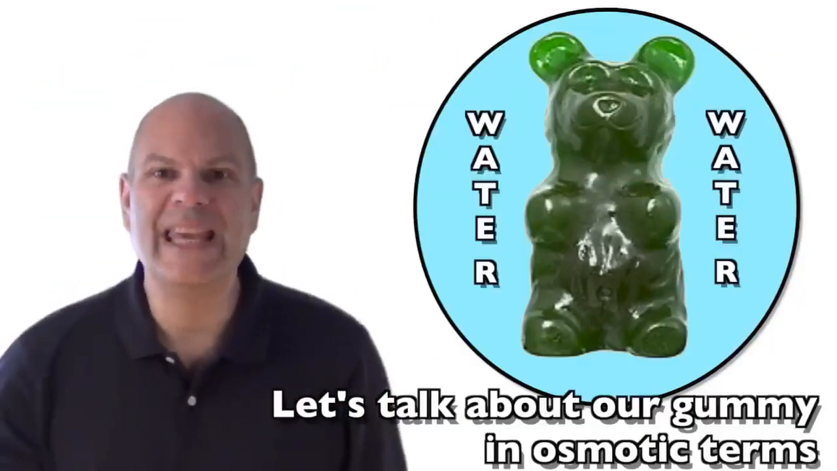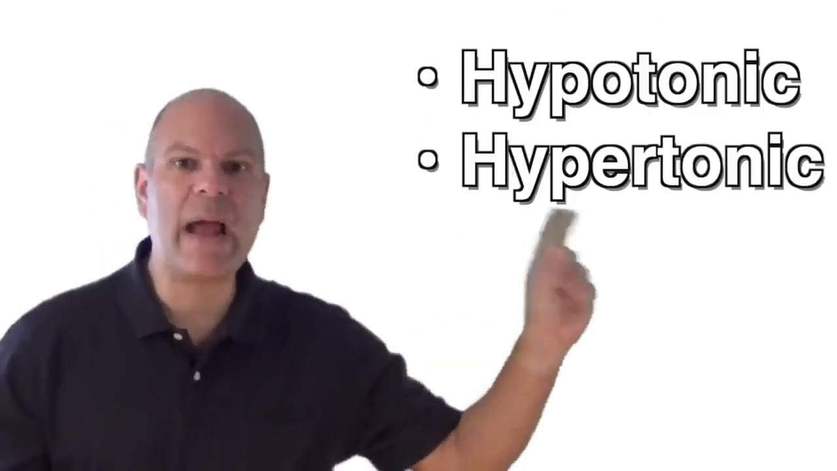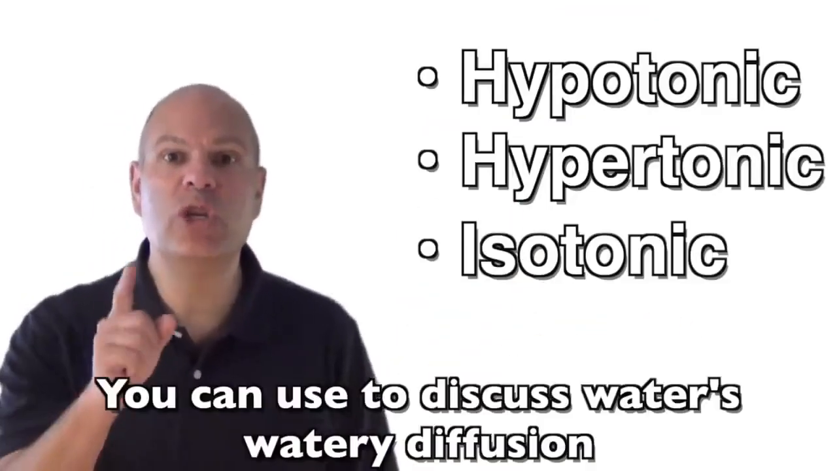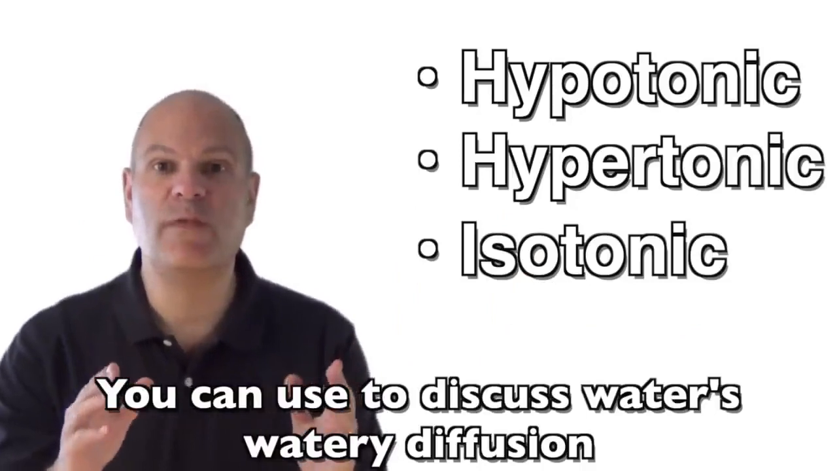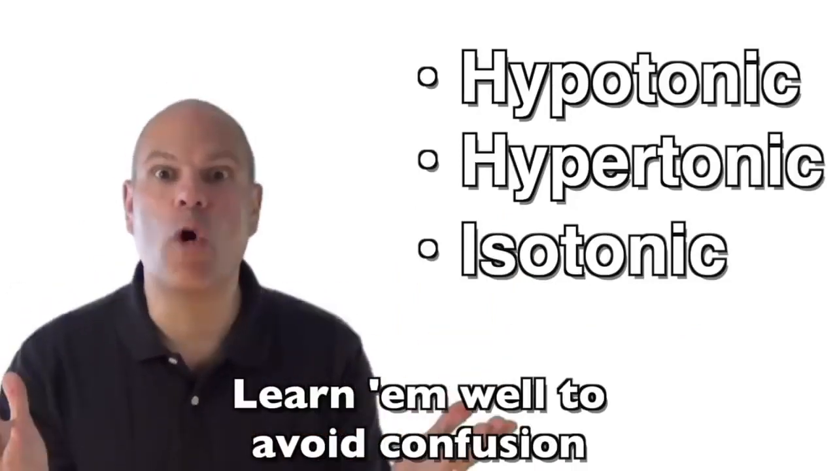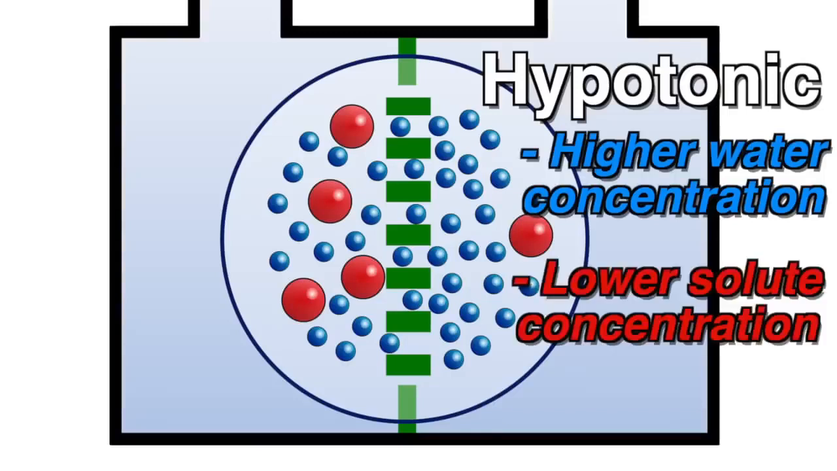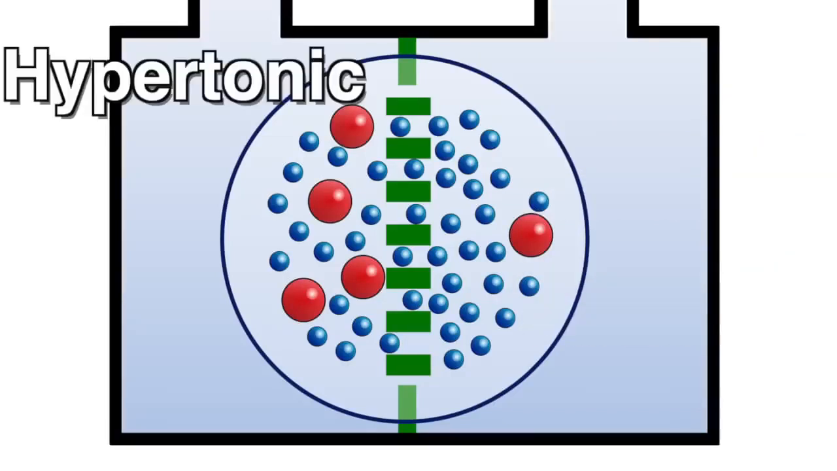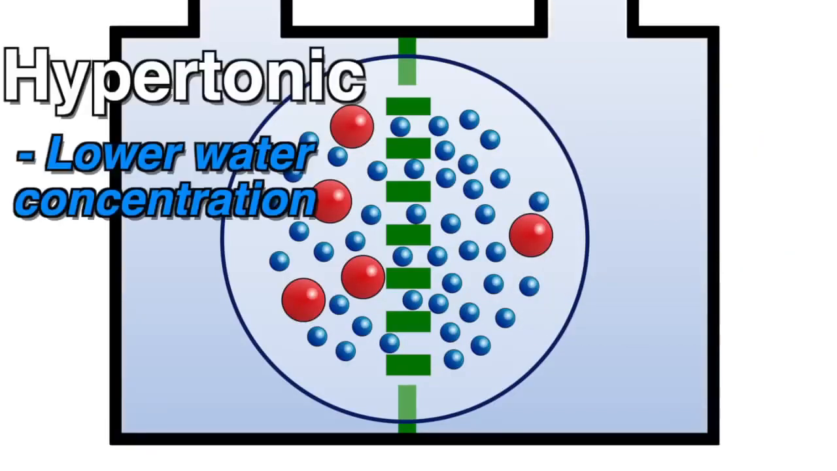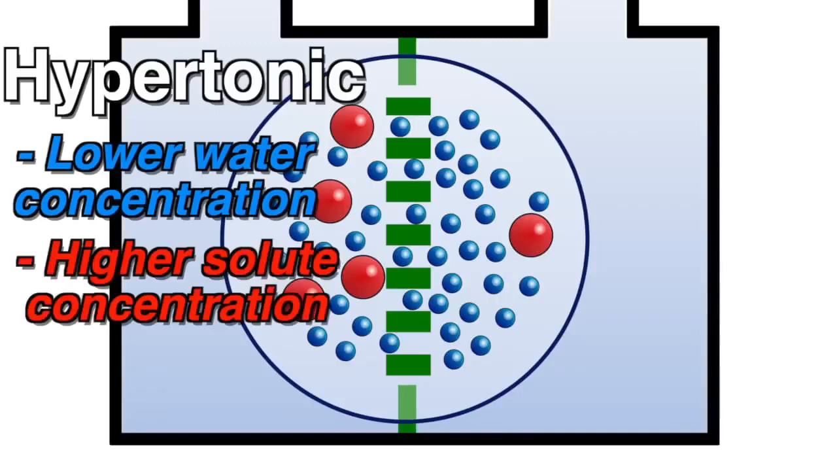Let's talk about our gummy in osmotic terms. Hypotonic, hypertonic, isotonic are the words you can use to discuss water's watery diffusion. Learn them well to avoid confusion. Hypotonic means higher water concentration and relatively lower solute concentration. Hypertonic is the opposite: percent of water's less, with more solute dissolved inside, as you might guess.